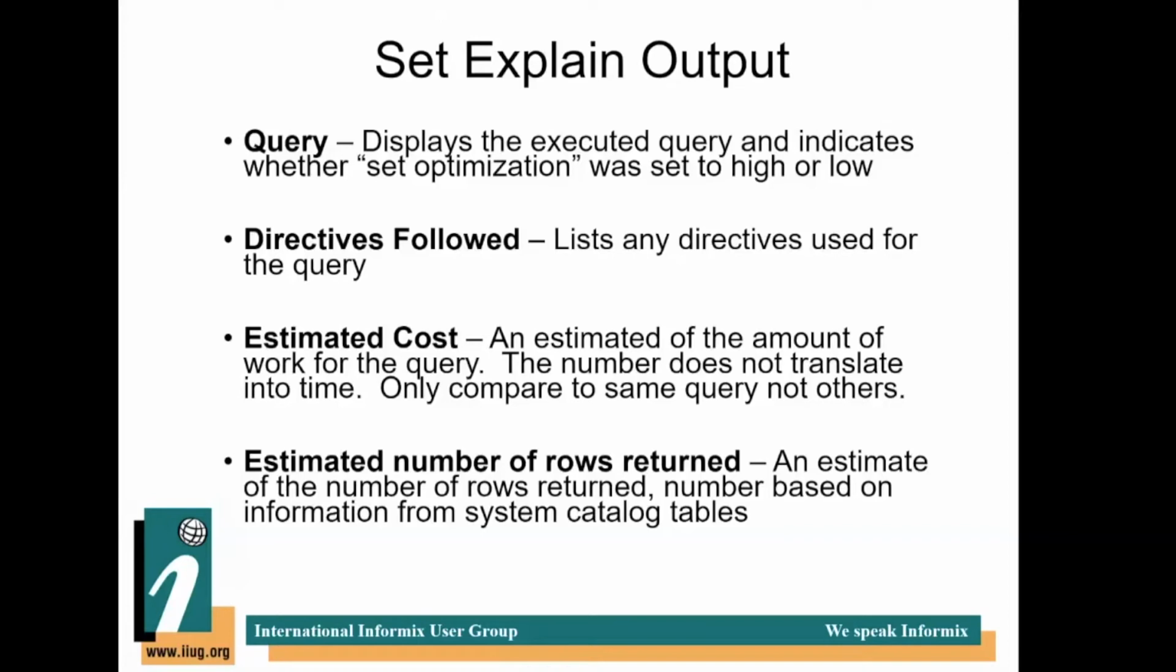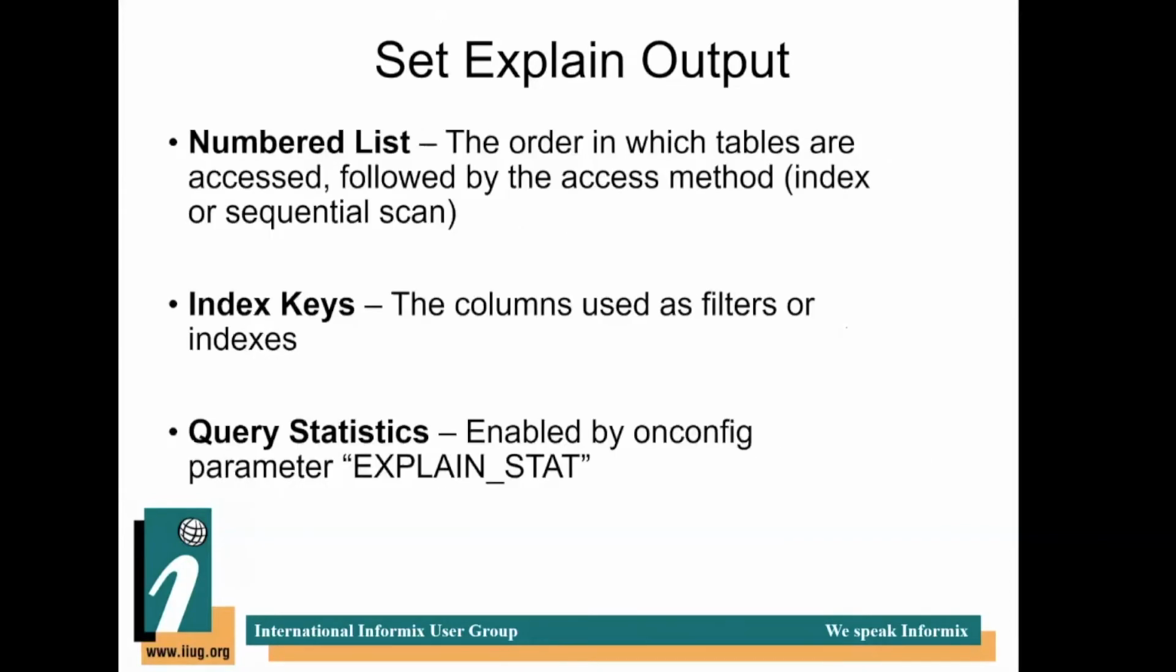And then you also have the estimate of the number of rows returned, based on the information from the system catalog tables. Again, another reason to make sure your update statistics are correct. It has a numbered list, which is the order in which the tables are accessed, followed by the access method, either index or SQL scan. The index keys show a column used as filters or indexes, and the query statistics enabled by the onconfig parameter EXPLAIN_STAT.